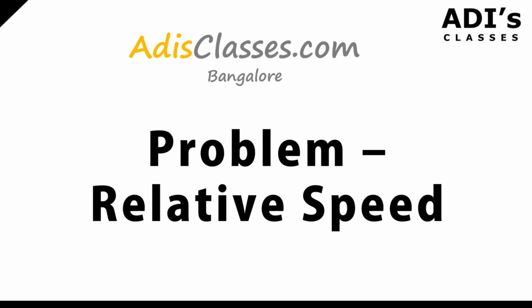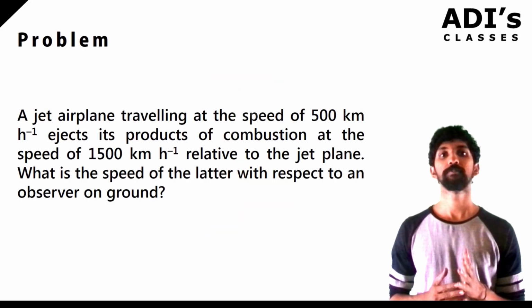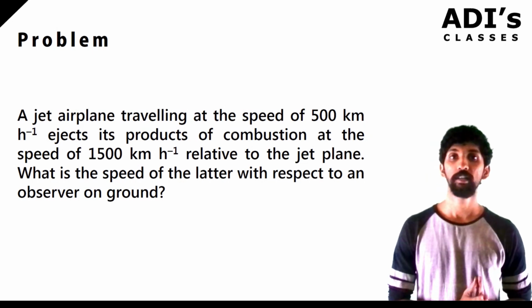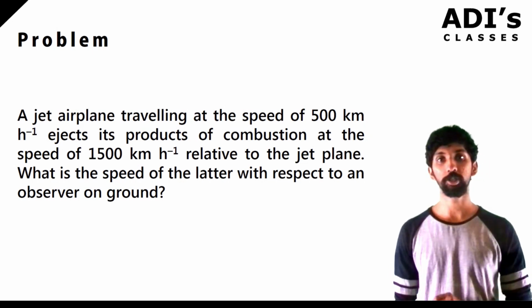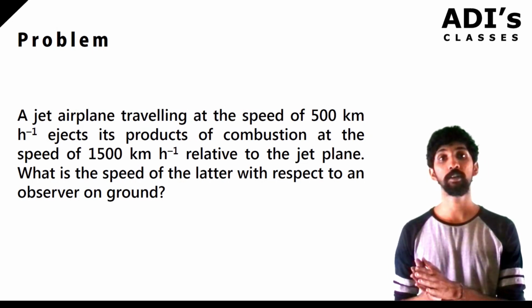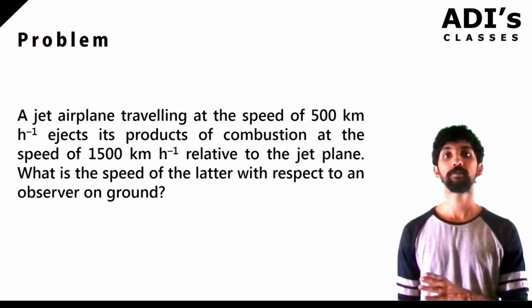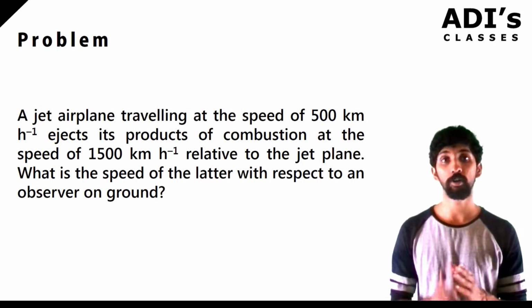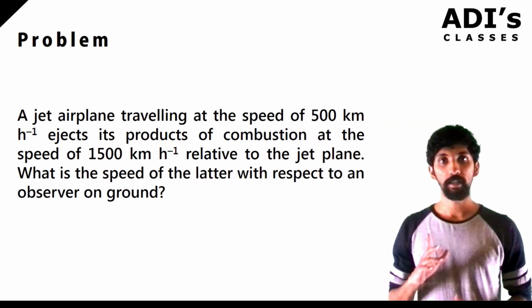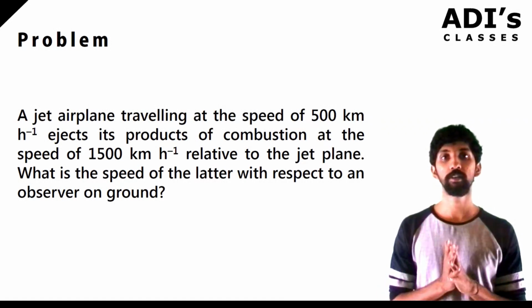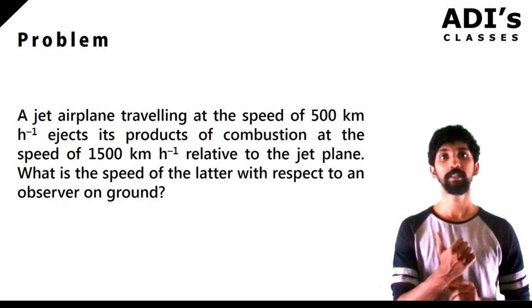The next question. A jet airplane traveling at a speed of 500 km per hour ejects its products of combustion at the speed of 1500 km per hour relative to the jet plane. What is the speed of the latter with respect to an observer on the ground?